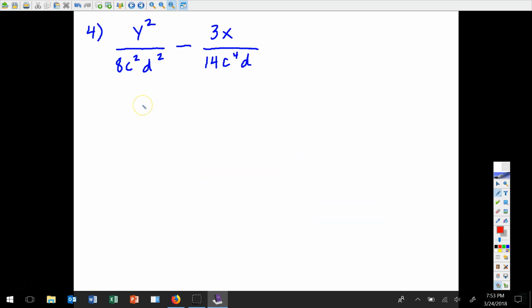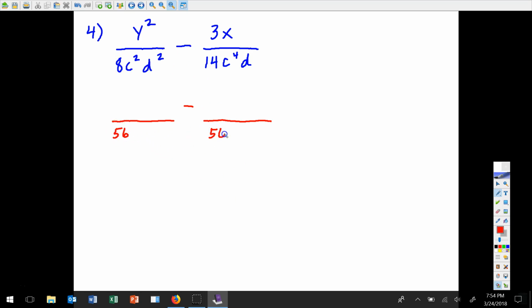All right, let's move on to number 4. This is where we get into addition and subtraction. So that involves finding the lowest common denominator. And the lowest common denominator, hopefully you know how to do this. I don't really want to spend a whole lot of time finding the smallest number that both 8 and 14 will divide into evenly, and that number is 56.